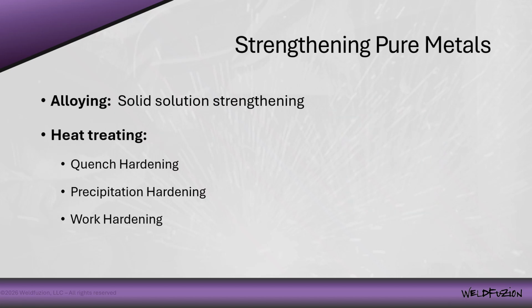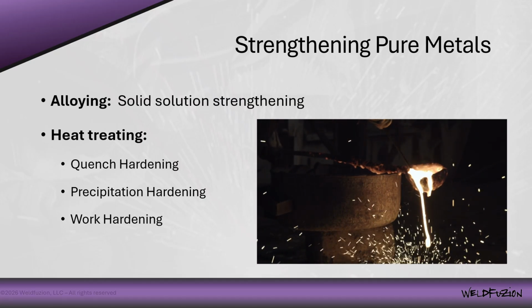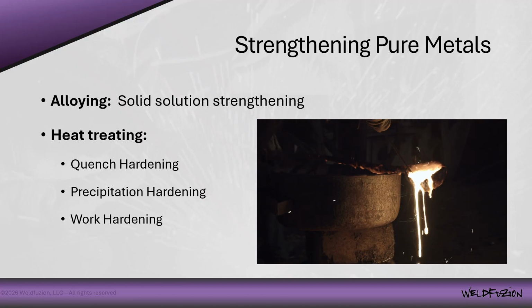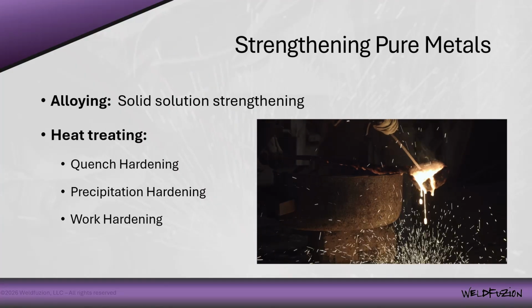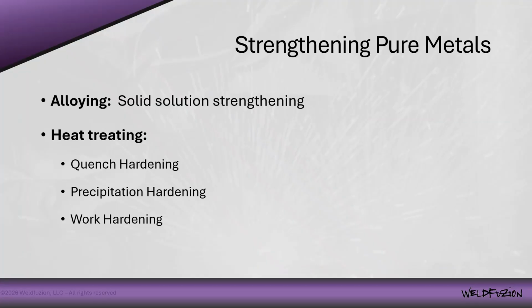And it's going to be a concern for us as we talk about the heating and cooling cycles of welding. Let's talk about how to strengthen pure metals. We already talked about the concept of alloying, right? Adding other materials to a parent metal in the form of a liquid so that when it solidifies, it naturally has a certain characteristic, right? Okay, so once we're done with alloying, some metals can also be heat treated.